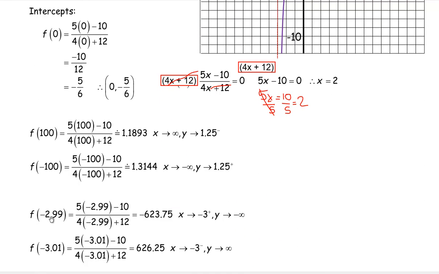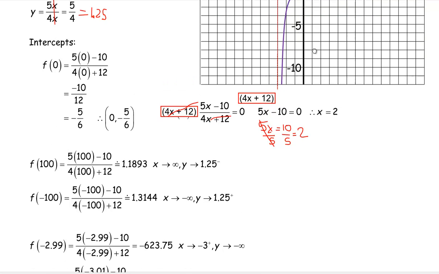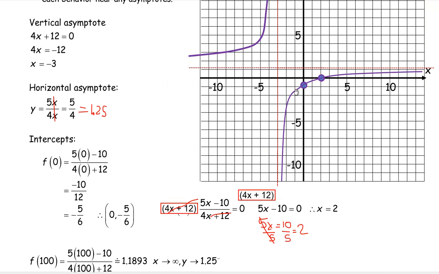Negative 2.99 is slightly to the right of negative 3. If I put that in place of x, I get negative 623.75. Remember, that's to the right of the vertical asymptote. So as we approach negative 3 from the right side, the positive side, the y values are tending towards very large negatives. Y tends towards negative infinity. So as we come through our intercepts here, we're getting close to larger and larger negative y function values.